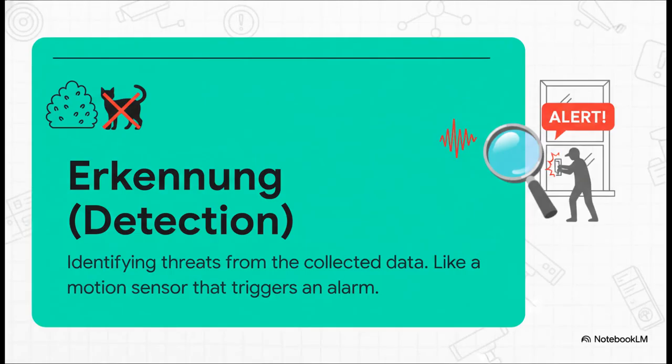Now, obviously, you can't sit there and watch hundreds of hours of footage yourself. That's where phase 2, Erkennung, or detection, comes in. This is the smart part. Think of it like a motion detector that's clever enough to ignore the dog and the plastic bag, but it sends you an instant alert when it sees a person trying to jimmy open your back window at 3 in the morning. It finds the signal in all that noise.